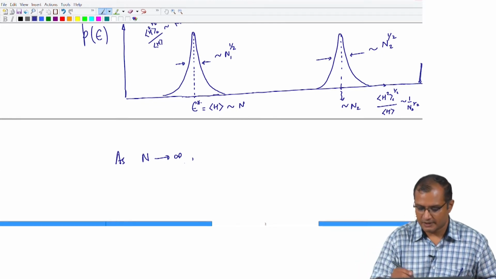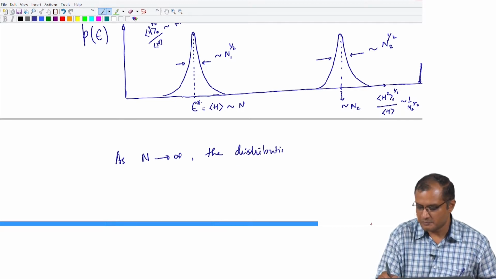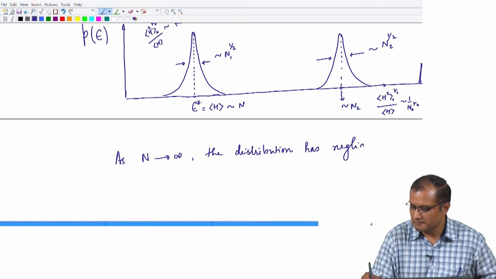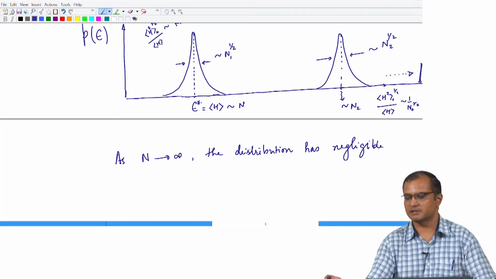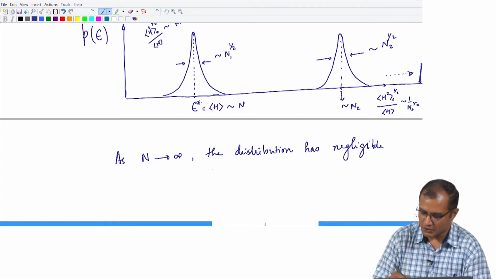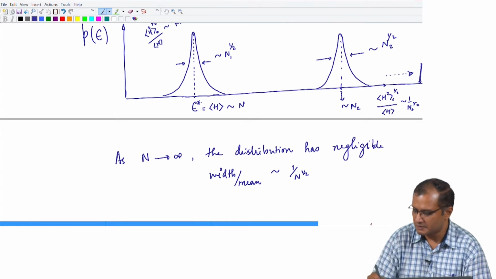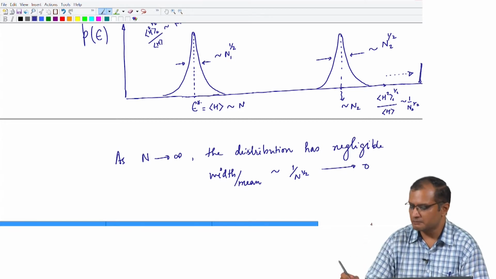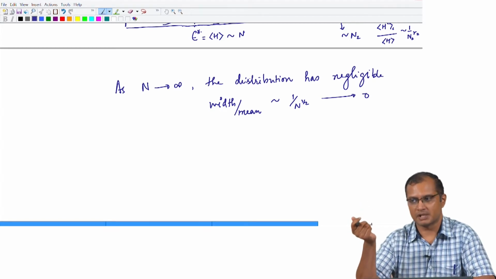So, eventually the distribution has a negligible width relative to the mean. This is what you would get as you continue down the line: the ratio of width over mean, which is basically 1 upon square root n, goes to 0. So, you have essentially recovered a microcanonical ensemble in the limit n tending to infinity. That is the take home message.